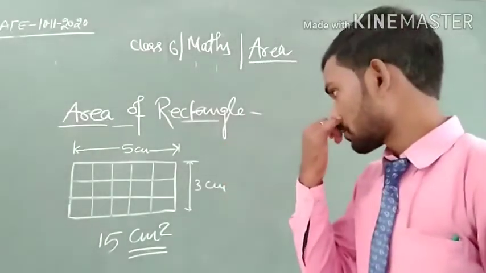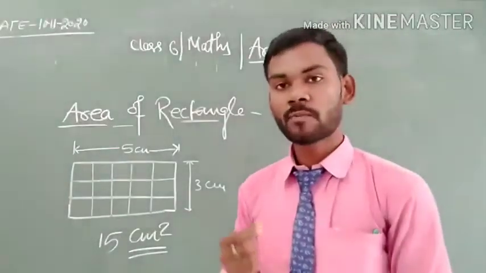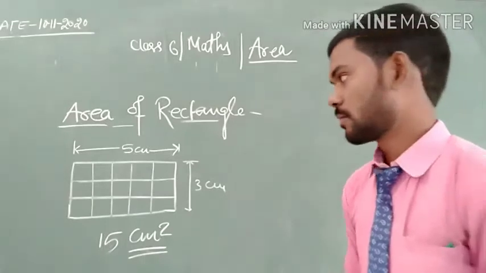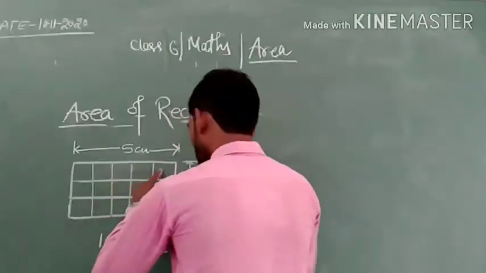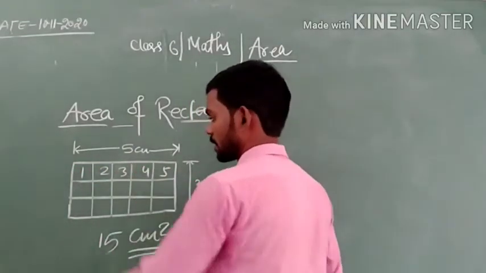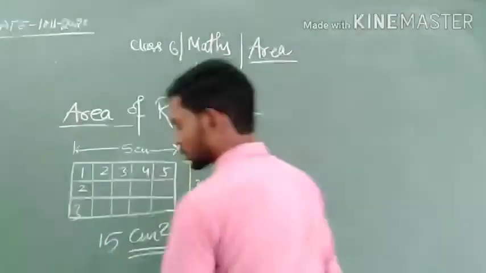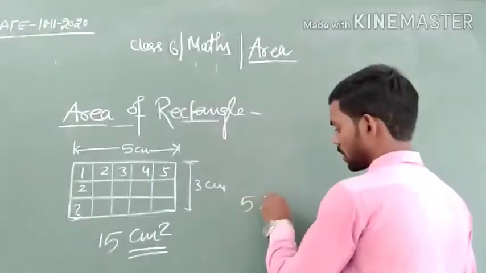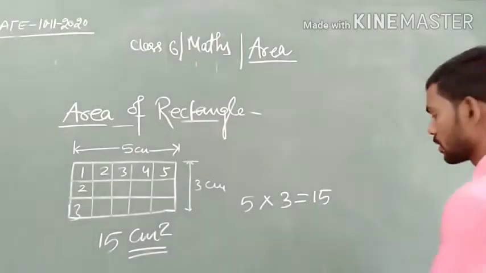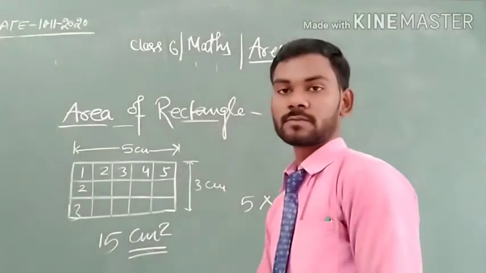So we can make it new by just counting the number of squares in the first row and the number of squares in the first column. This is the first row, so just count it: 1, 2, 3, 4, 5. And this is the first column, just count: 1, 2, 3. So here we get 5 multiplied by 3, and this gives us 15 centimeter square as the area of this figure.